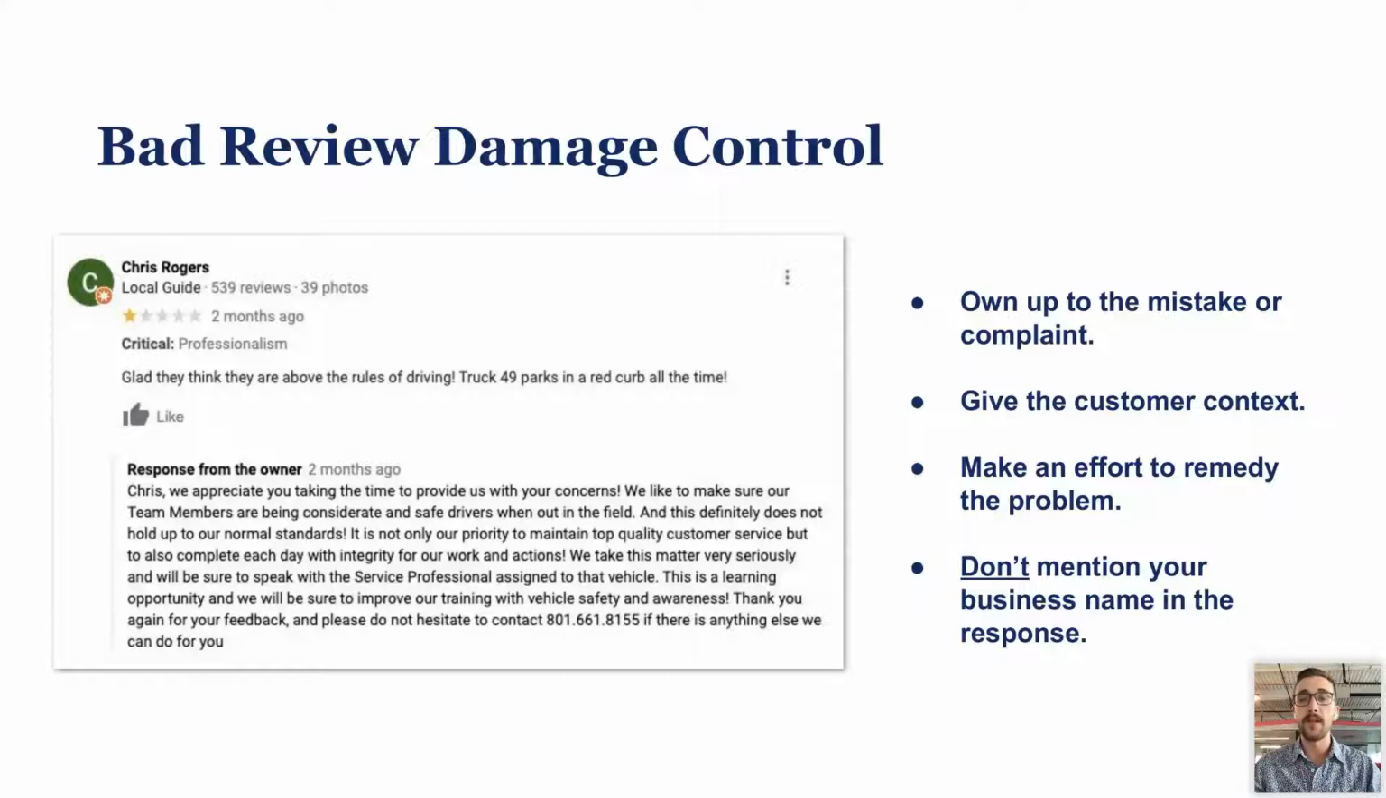So again, don't argue with them. You want to own up to the mistake or the complaint, and make sure that you explain your standards, and that maybe that particular staff member's actions didn't live up to your standards, and make sure that they know that you care, that you see them, that they're understood. Validate them, right? Give them context, and thank them for their feedback, right? But again, don't mention your business name in the response, because then it gets associated with that negative review, and that's bad for some of your online rankings there.